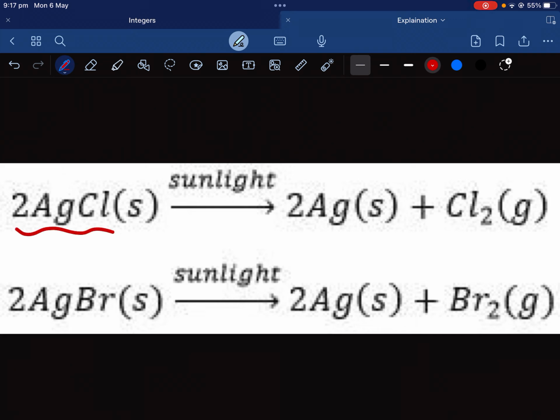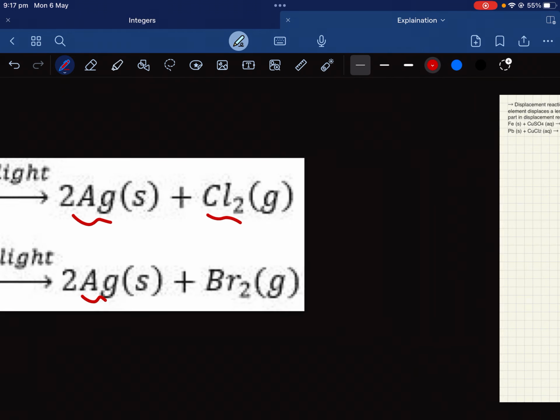Silver chloride with the help of sunlight becoming silver plus chlorine. Same thing, silver bromide with the help of sunlight becoming silver plus bromine. Ag is silver and Br2 is bromine.